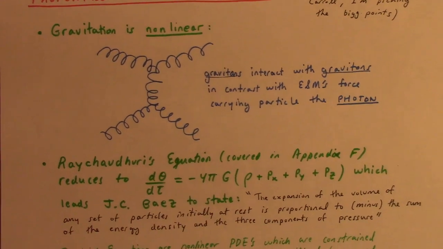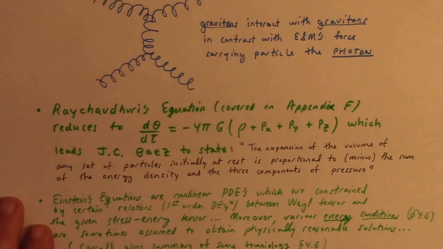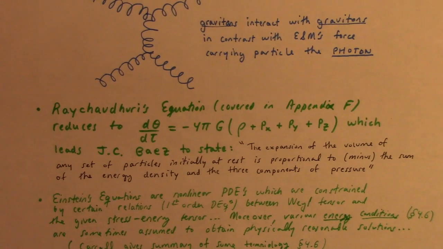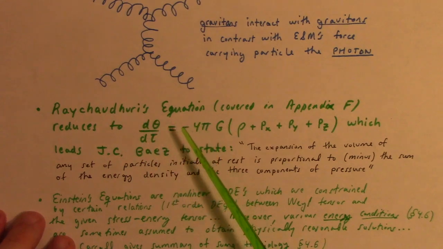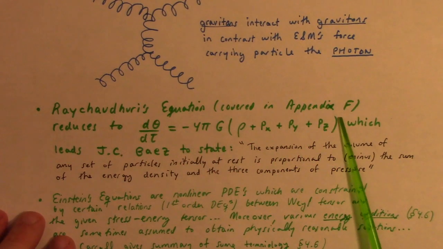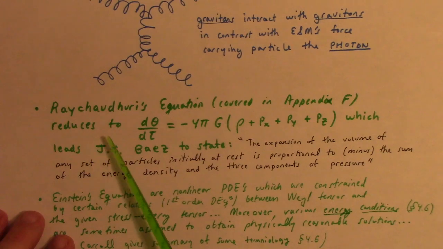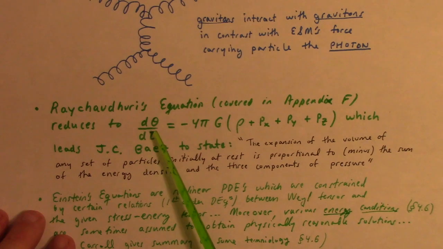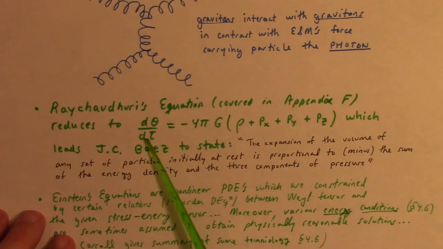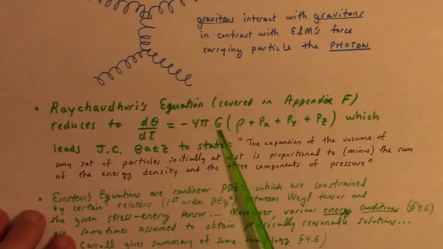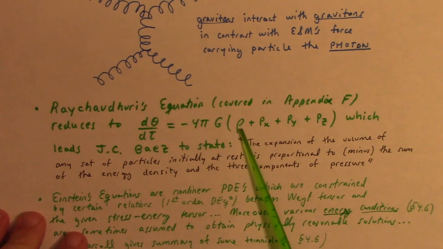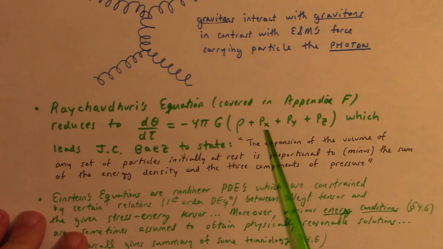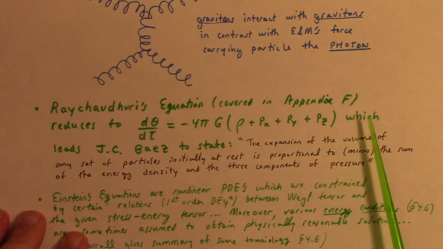He also talks about, I can't say this name, but I'm going to try, Raychaudhuri's equations, and this is covered in some detail in Appendix F. It reduces to, this theta is a formula for the volume. So basically this is the rate of change of the volume of a little region with respect to proper time, and it's equal to minus 4 pi big G, the sum of the mass. So this is the energy density, and these are momentum densities in the x, y, and z directions.